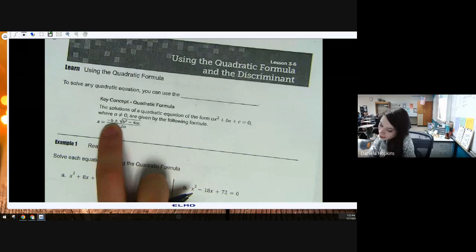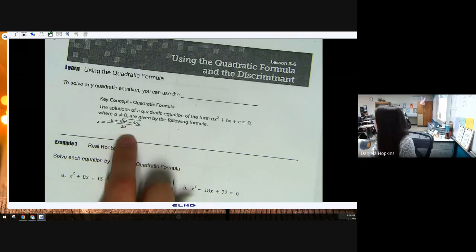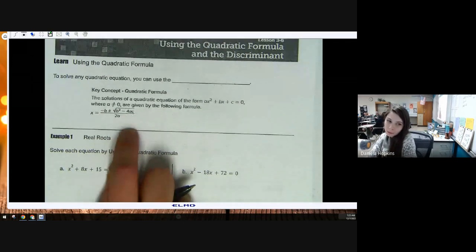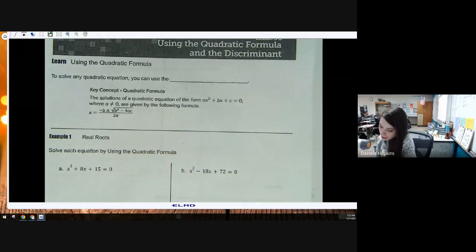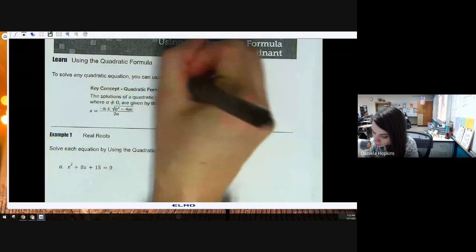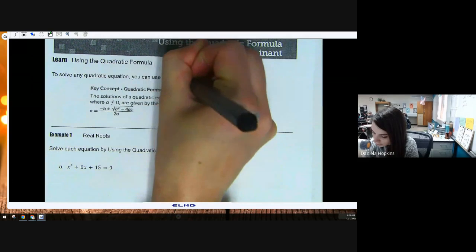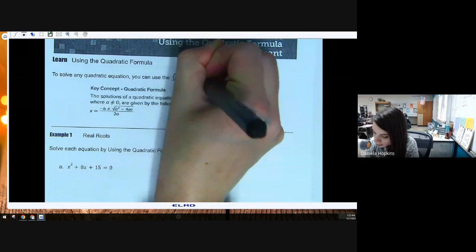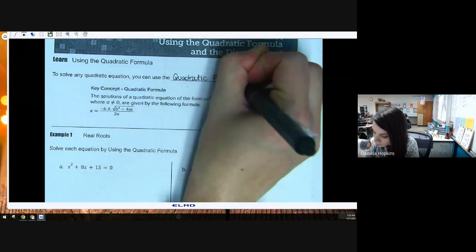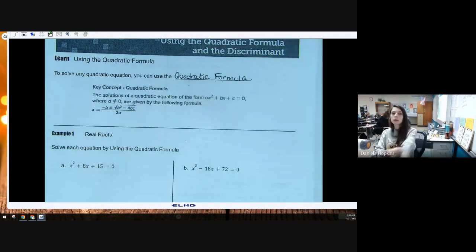It's x equals negative b plus or minus the square root of b squared minus 4ac all over 2a. I think you have to have it memorized, so this is something to memorize. We're going to write it many times. And I guess I should give you the definition. To solve any quadratic equation, you can use the quadratic formula. It works for every single quadratic function we will see.